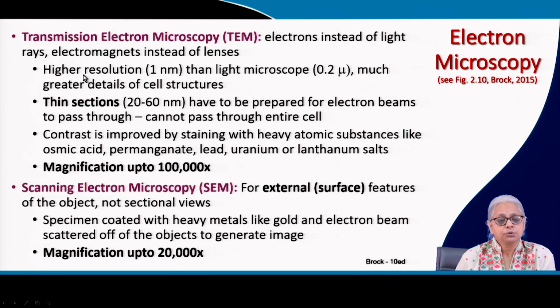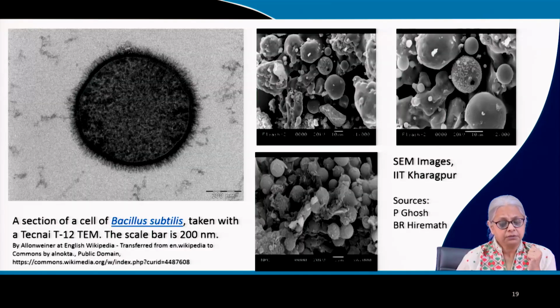Transmission electron microscopes have very high resolution. It goes down to 1 nanometer in comparison to light microscopes, which have a normal detection limit of 0.2 microns. So this level of resolution will allow you to see greater detail of cell structures. So here you have a cell. This is Bacillus subtilis, and you can see the bar, it's 200 nanometers.